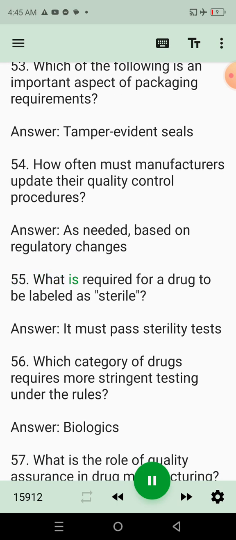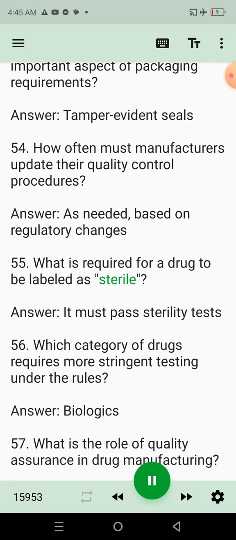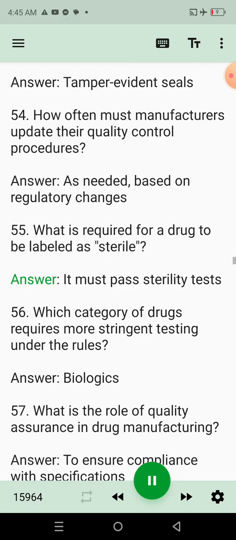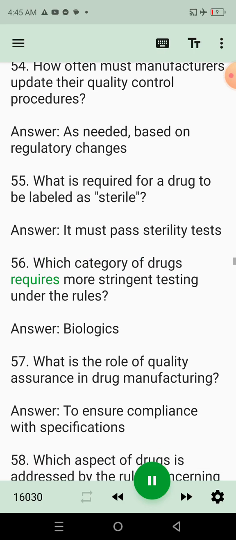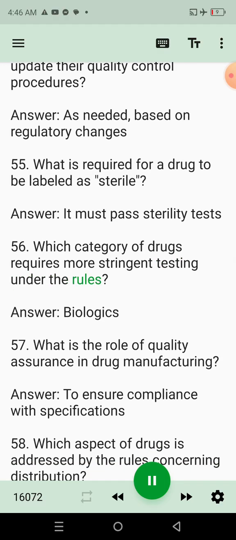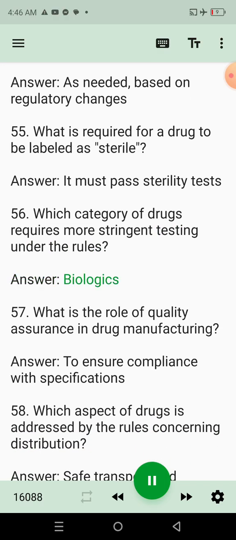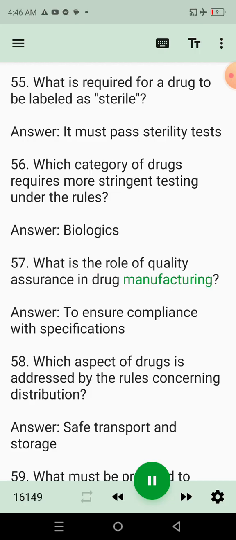55. What is required for a drug to be labeled as sterile? Answer: It must pass sterility tests. 56. Which category of drugs requires more stringent testing under the rules? Answer: Biologics. 57. What is the role of quality assurance in drug manufacturing?